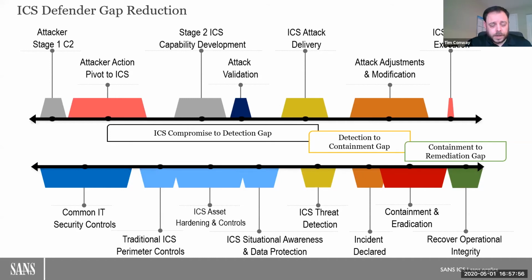So from a stage one command and control component, moving into that industrial control system environment by escalated privileges, taking advantage of trust relationships, and getting into that stage two capability development at this element, working towards attack validation, working towards attack delivery, making any necessary adjustments and modifications, and awaiting an execution point. Down here, the defender actions.